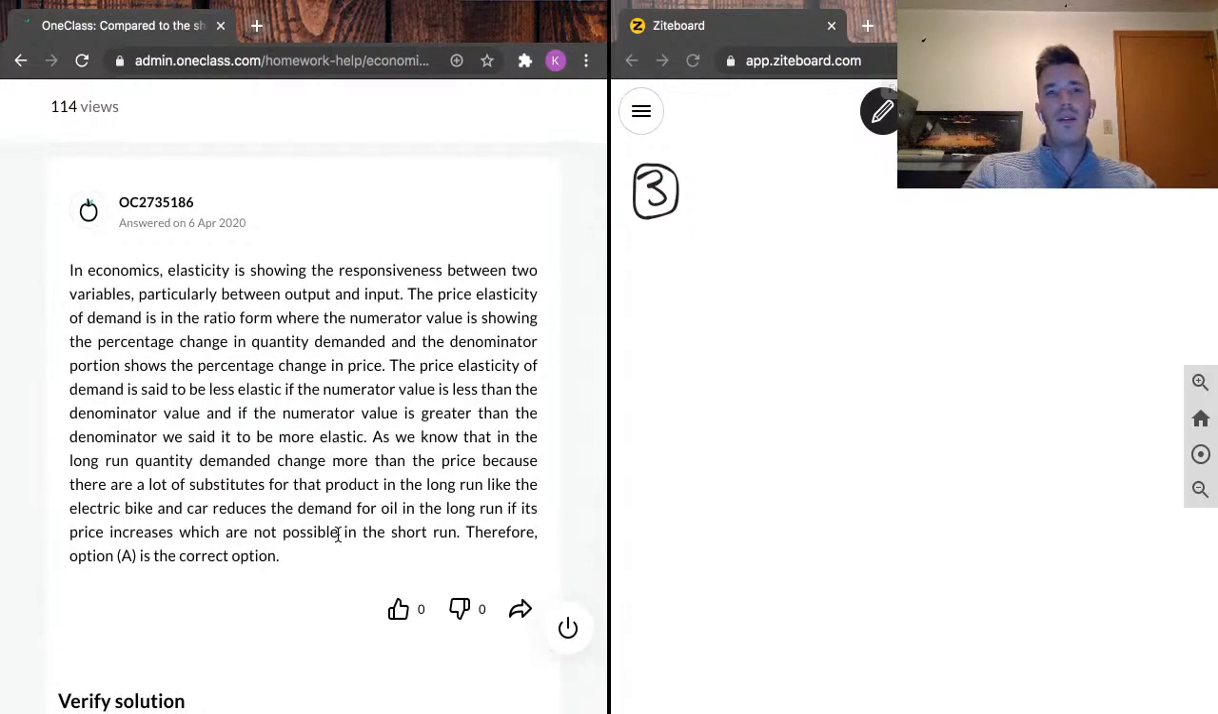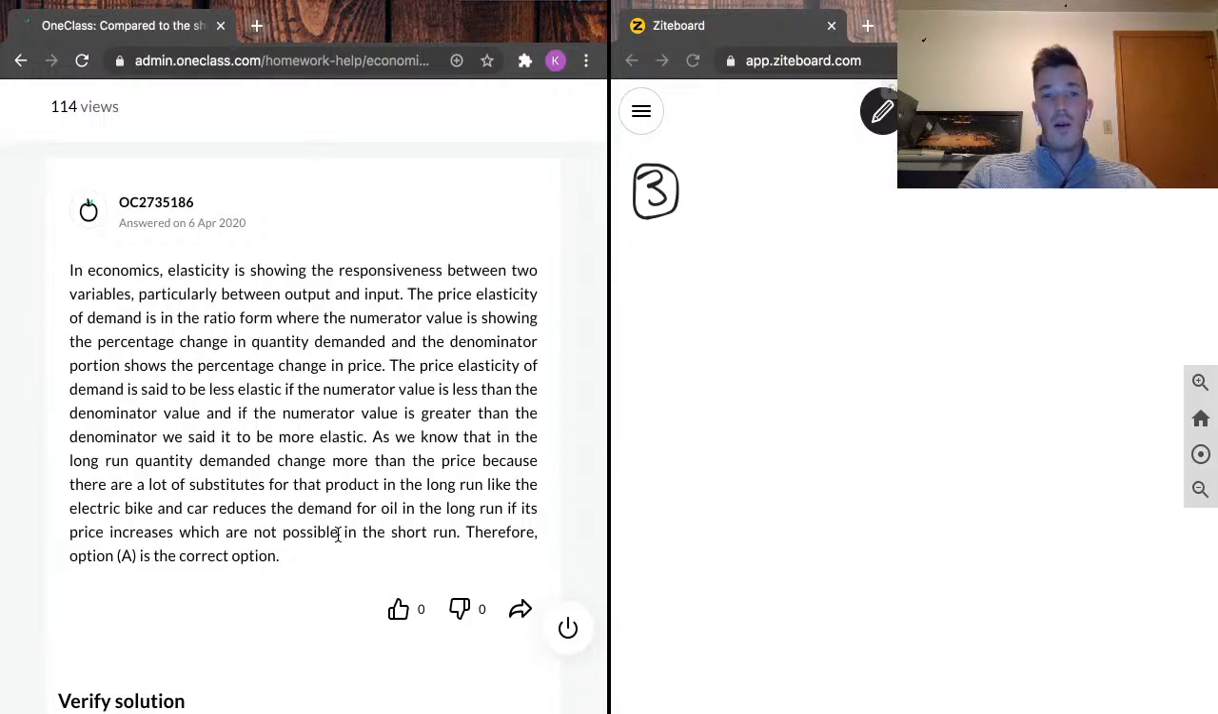And what our junior tutor has written is that in economics, elasticity is showing the responsiveness between two variables, particularly between output and input. Price elasticity of demand is the ratio where the numerator value is showing the percentage change in quantity demanded, and the denominator portion shows the percentage change in price. The price elasticity of demand is said to be less elastic if the numerator value is less than the denominator value, and if the numerator value is greater than the denominator value, we say it to be more elastic.